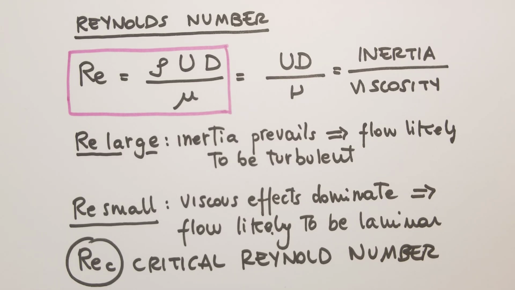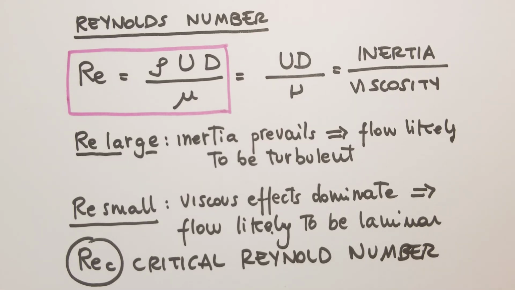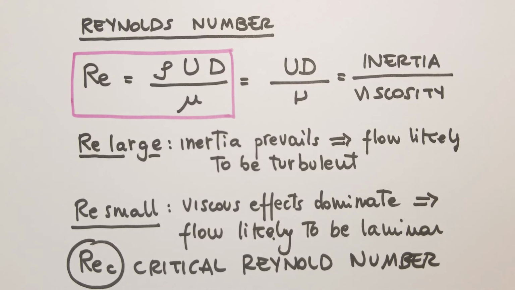Whereas when the Reynolds number is very small, for example in microfluidics, then viscous effects dominate, velocities are usually small, the length scales are very small, so the flow is likely to be laminar. And in most cases we can define a critical Reynolds number, above which we have a turbulent flow. So all these concepts are very useful to study heat convection.